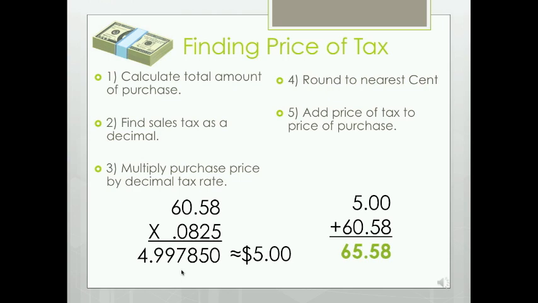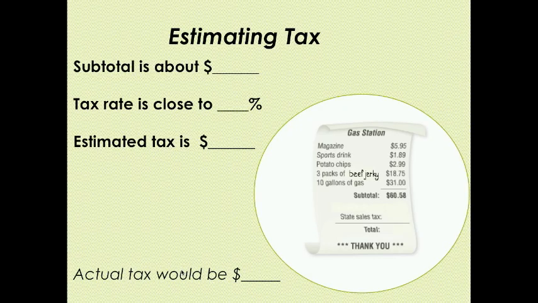Now, sometimes we don't have enough time for all of that. If we're waiting in line at the register and it's almost our turn, it might serve us better to estimate. So using the same information, we're going to round these values before we find our tax. Our subtotal is pretty close to $60. It's good to get a factor of 10 because those are real easy to do math with. Then our tax rate, 8.25%, is pretty close to 10%, so we're also going to round that.